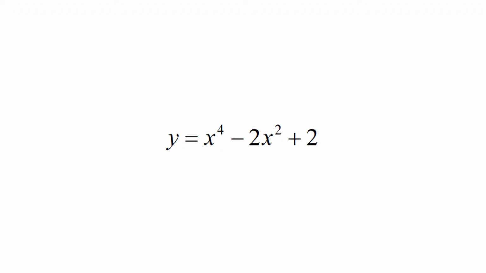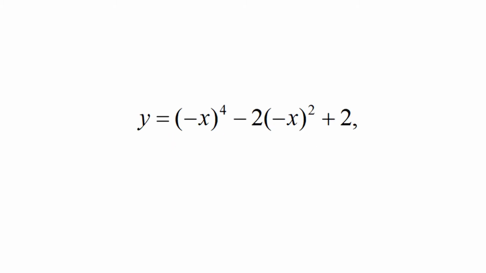Let us start sketching with a simple function y equal to x to the power 4 minus 2x square plus 2. When x is replaced by minus x, we get y is equal to minus x to the power 4 minus 2 times minus x square plus 2, that is y is equal to x to the power 4 minus 2x square plus 2, the same equation. Hence, we have a symmetry about the y axis. Hence, we plot the curve only for x greater than or equal to 0, and making use of the benefit of symmetry, we make a reflection about the y axis finally to complete the work.